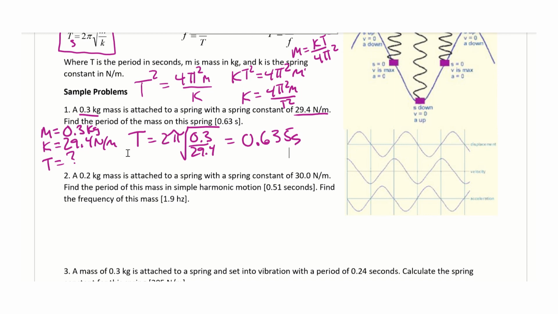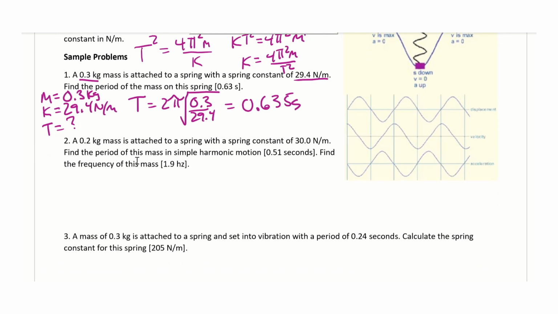The next one is going to be a similar problem, but we're going to end up finding frequency afterwards. So why don't you try that? And then remember, once you find period, that frequency is just the reciprocal of period. So in order to find frequency, you're just going to be plugging in 1 divided by 0.51 seconds, and that should give you your frequency.